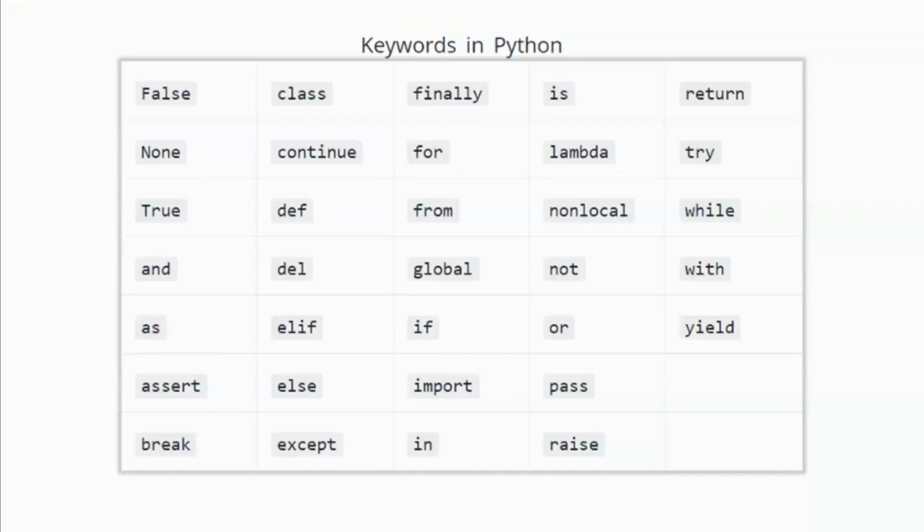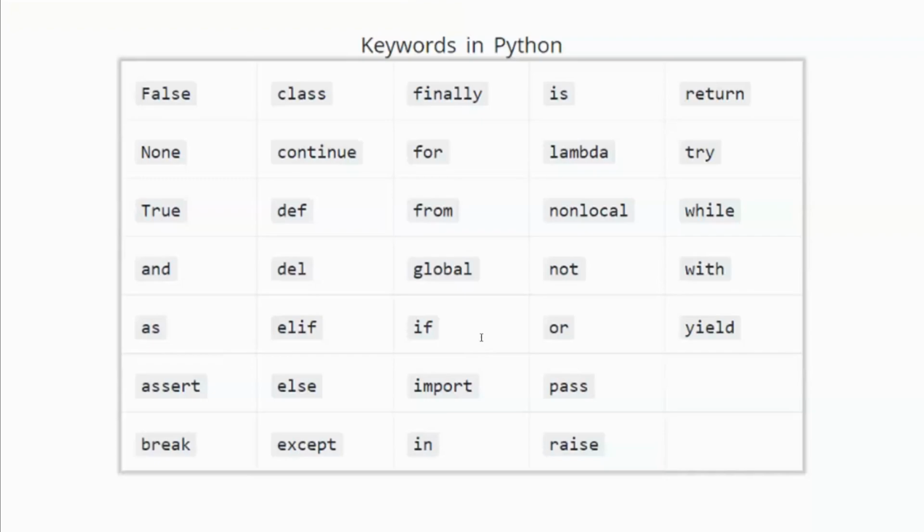For example, False as the first word. Now, False refers to a Boolean value, which represents something which is not favorable. A non-favorable condition is represented by False as a value. If I talk about and, it's a logical operator. As is used to create an alias, meaning something related to the already created thing. Then we have class. Class as a keyword is used to define a class in Python.